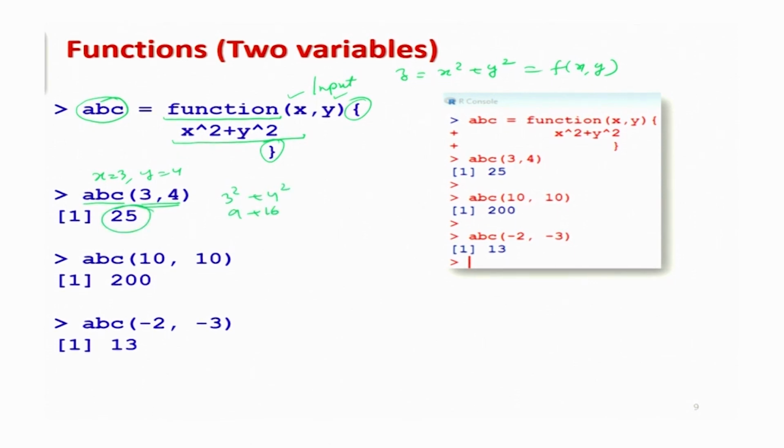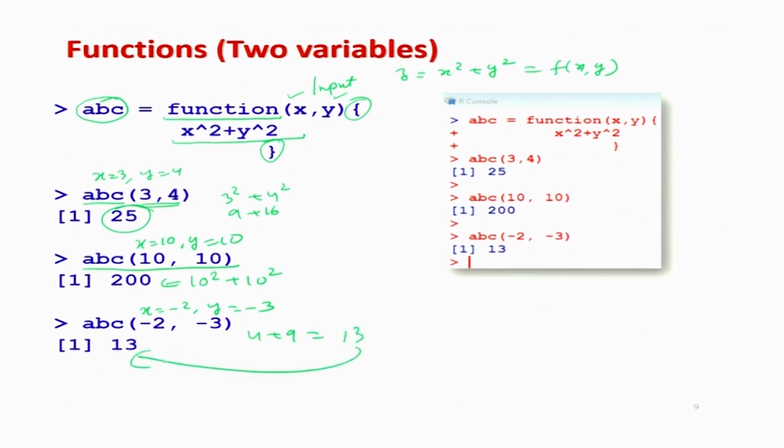Similarly, if you want to execute this program for x equal to 10 and y equal to 10, you write ABC 10 comma 10, and it will give you 10 square plus 10 square, which is 200. And if you want to do it for x equal to minus 2 and y equal to minus 3, then this value will become 4 plus 9 equal to 13, which is given here. So, you can see that it is not a very difficult job to execute these functions in the R console, and this is the screenshot also.